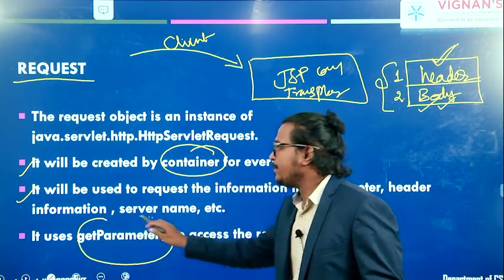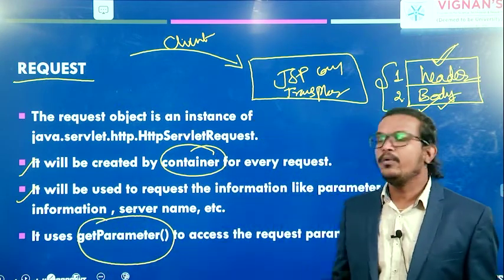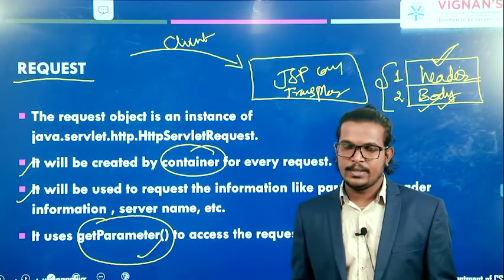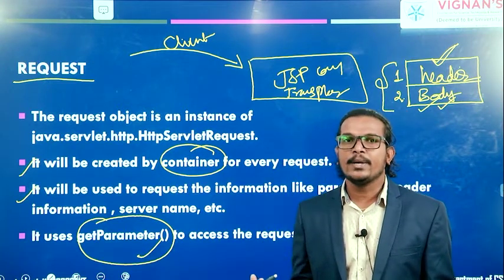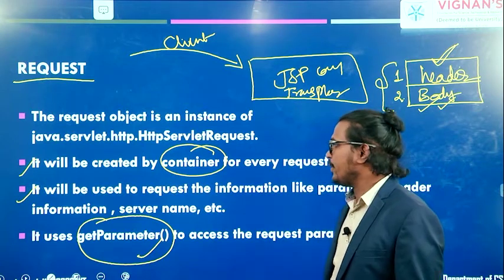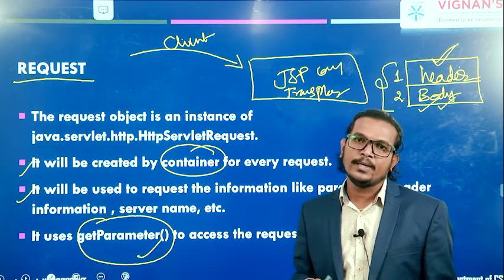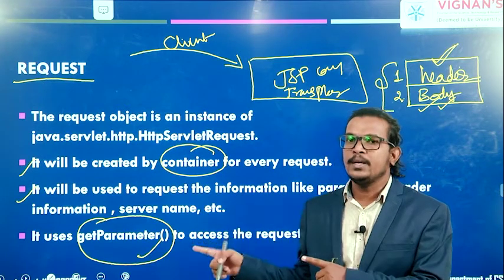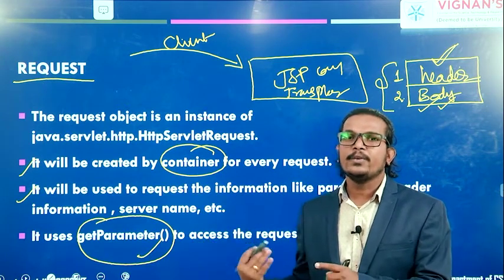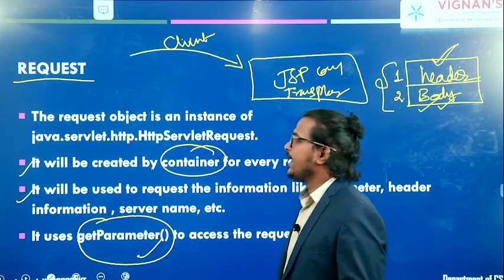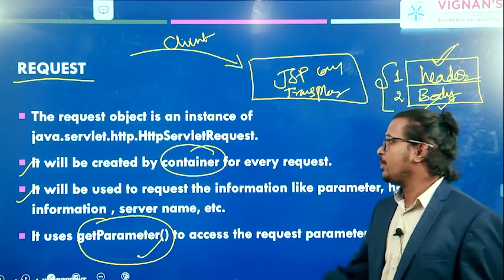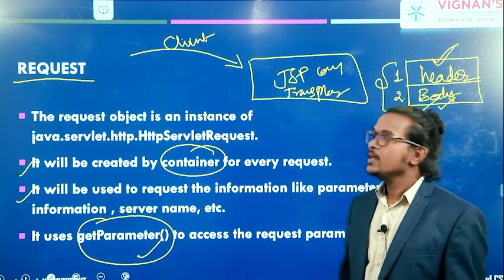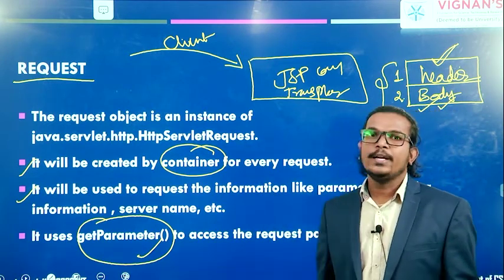With the help of the getParameter method, we can retrieve the user-related information. Whatever the user is sending as a request to the server machine, that information we can retrieve with the help of getParameter. Clear? So that is the use of this request object.